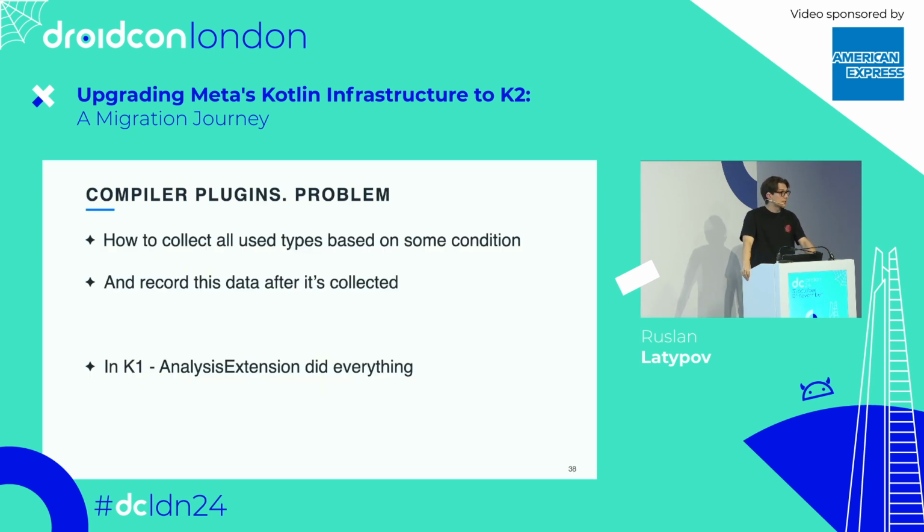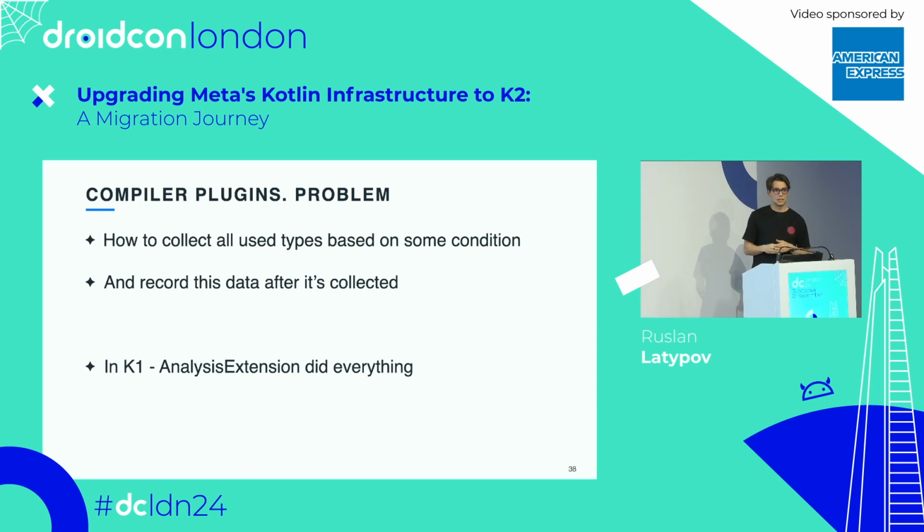Another example of build speed optimizations we have is compilation avoidance optimization. So we have a compiler plugin which dumps all the class usages within a file into a file on disk. It was easy to handle this optimization in K1 because K1 had a single analysis handler extension where we could both traverse types and also run some custom actions when the traversal was finished. But K2 doesn't have it.